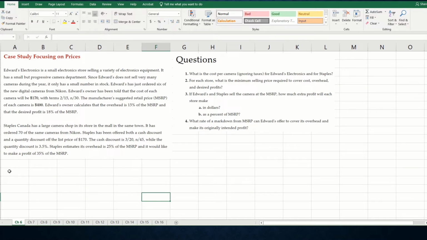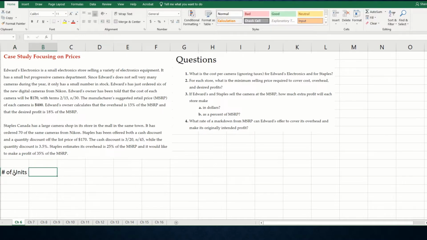So I'm just going to start down here and type in the cells that I'm interested in so that I can enter the values. So we have two groups. We have Edwards Electronics and we have Staples, and we're going to be comparing them because our first question says what's the cost per camera, ignoring taxes for Edwards Electronics and for Staples. So I'm just going to start off here and I'm reading the question. It tells me that they have a certain number, and so Edwards ordered 6 of them. So we could say, what is the number of units?